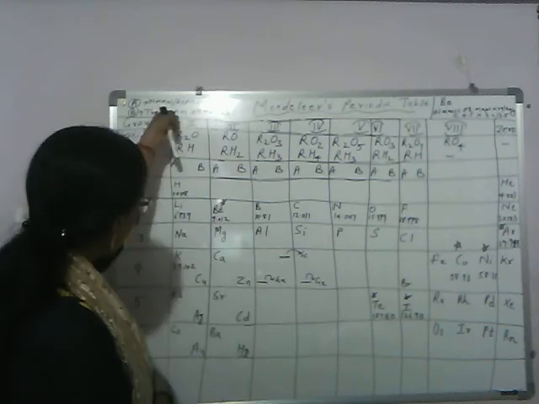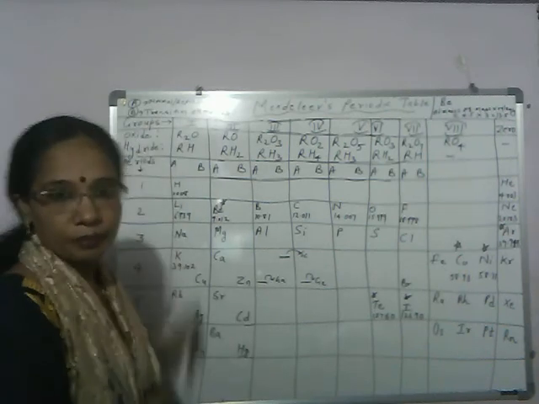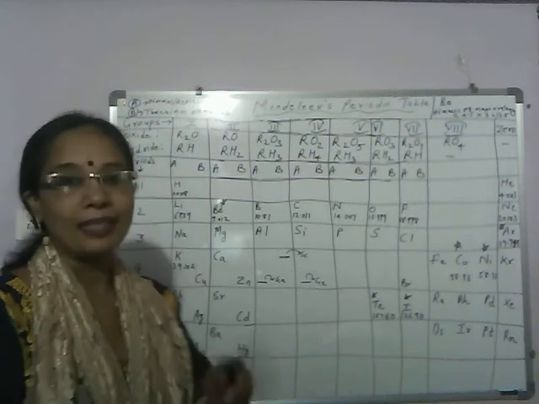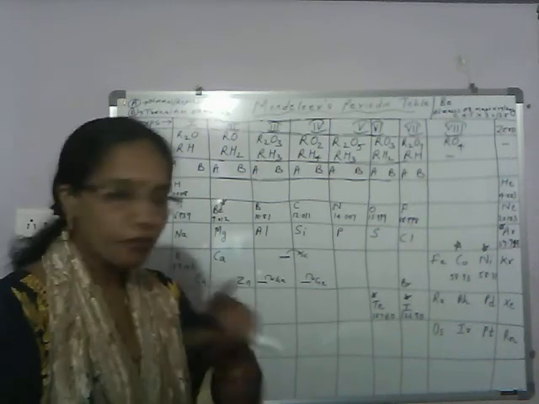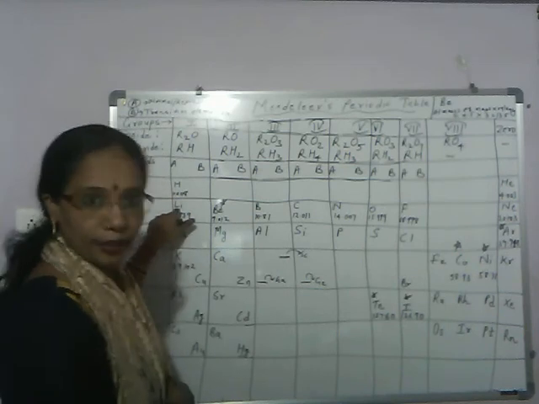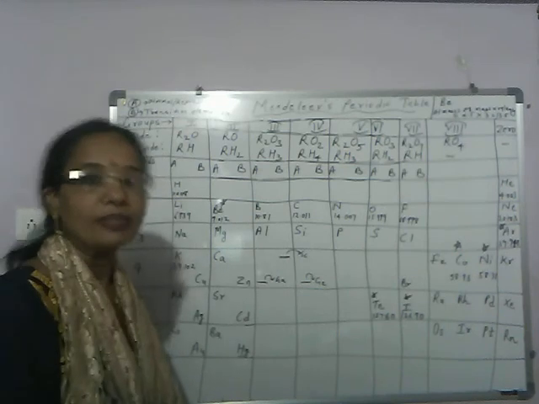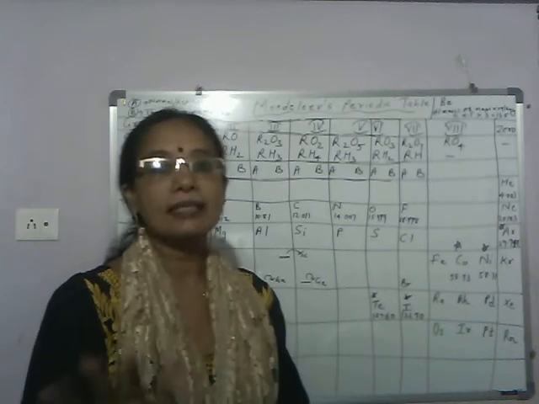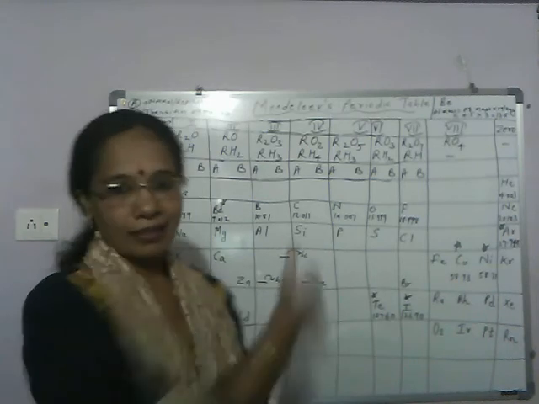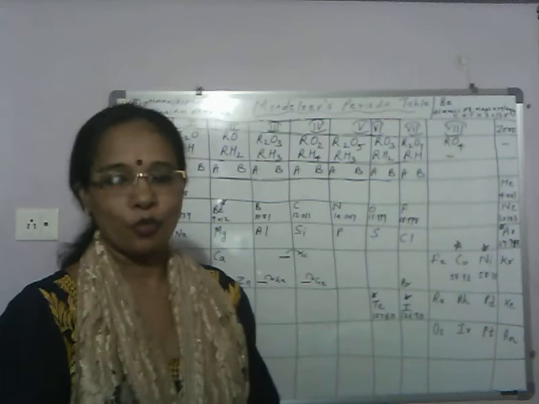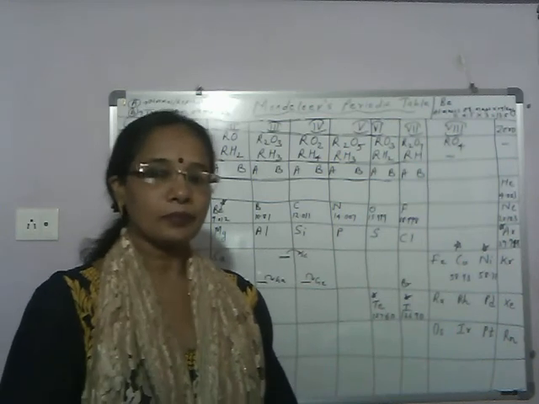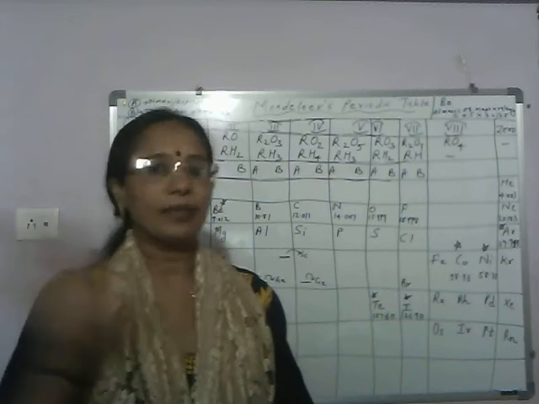Because all the elements which fall under one vertical column, or all the elements which fall under one group, their properties are similar. So if you know the property of one of the elements, you can predict the properties of other elements. So the study of elements becomes easy by this system of classification. So the first advantage of Mendeleev's periodic table is systematic study of elements.